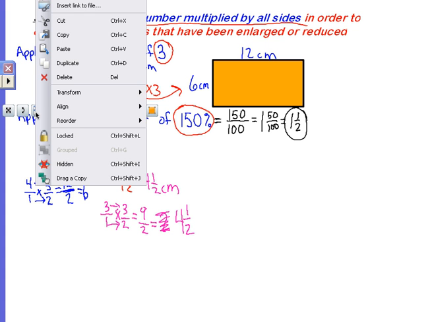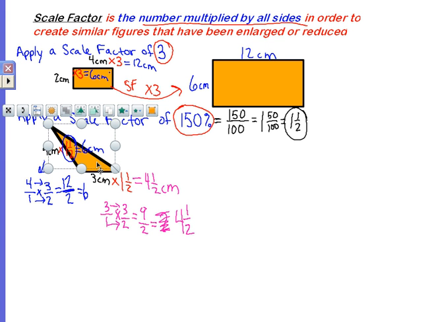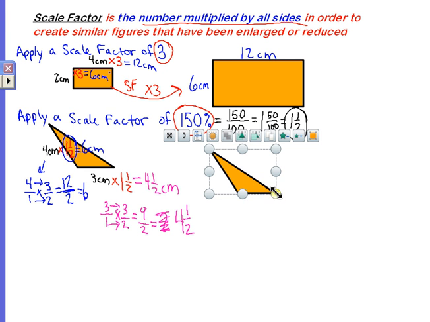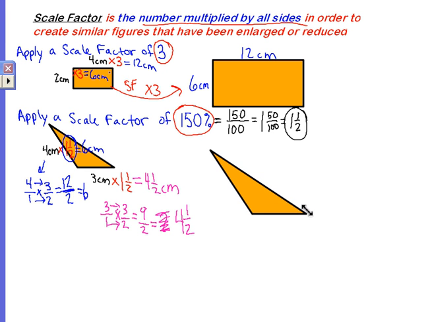So if we're going to create that shape, again, I think I'll just copy and paste this, and then drag it to make it larger. So take this triangle, and I need to make it 1 and 1/2 times the size. So 1.5, say, is about there. Our new side lengths became 4.5 centimeters and 6 centimeters. So now we have applied our scale factor of 1 and 1/2, or 150%, to this figure.